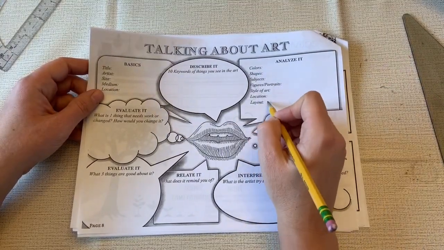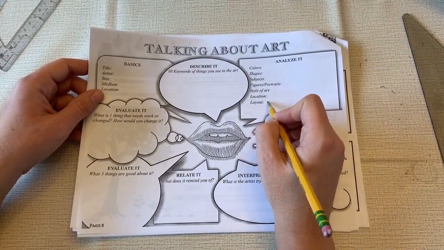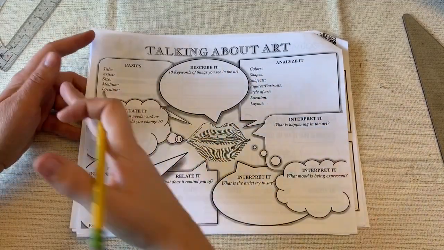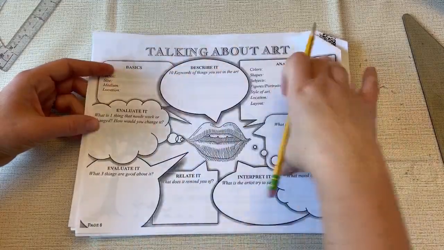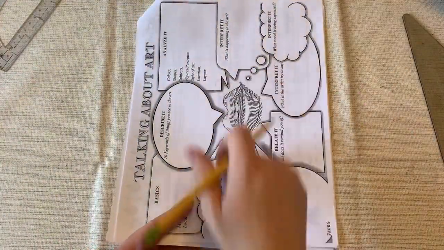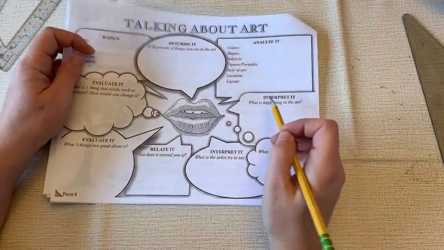Layout: this is portrait or landscape. This is how it is when it's actually created on the paper. For example, because it's this way, this is landscape. If I was holding my artwork this way, this would be portrait.